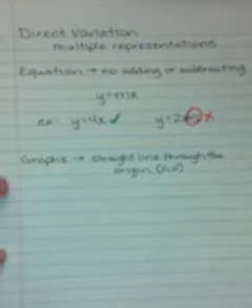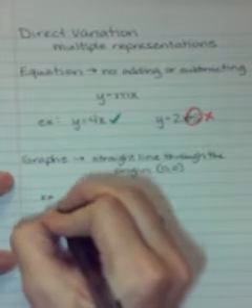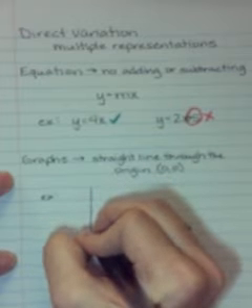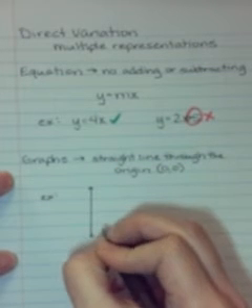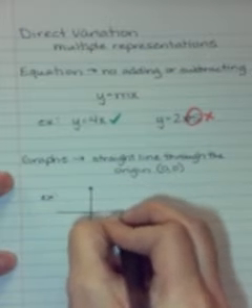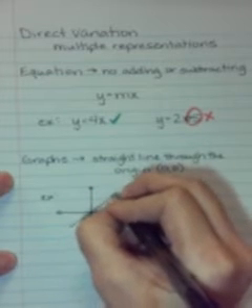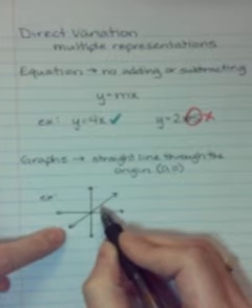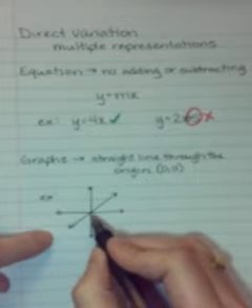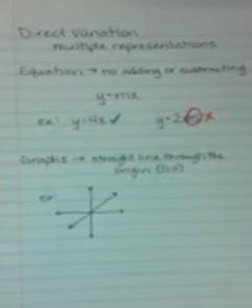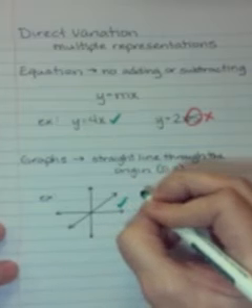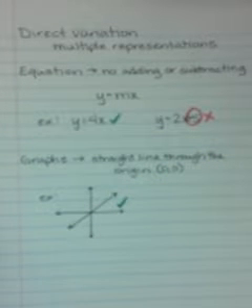So let's say I have this graph. There are my axes, and this is my line. It is a straight line. It goes through the origin. So this is an example of direct variation.